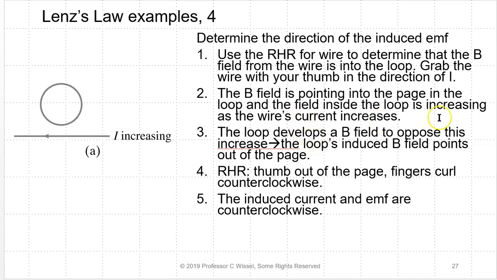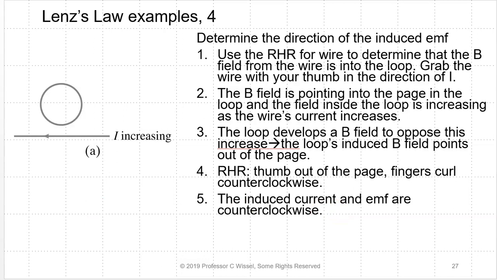The magnetic field is pointing into the page in the loop, and the field inside the loop is increasing as the wire's current increases. The loop will develop a magnetic field to oppose this increase. The loop's induced field points out of the page. The right-hand rule says the thumb is out of the page, the fingers curl counterclockwise, so the induced current and EMF are counterclockwise.